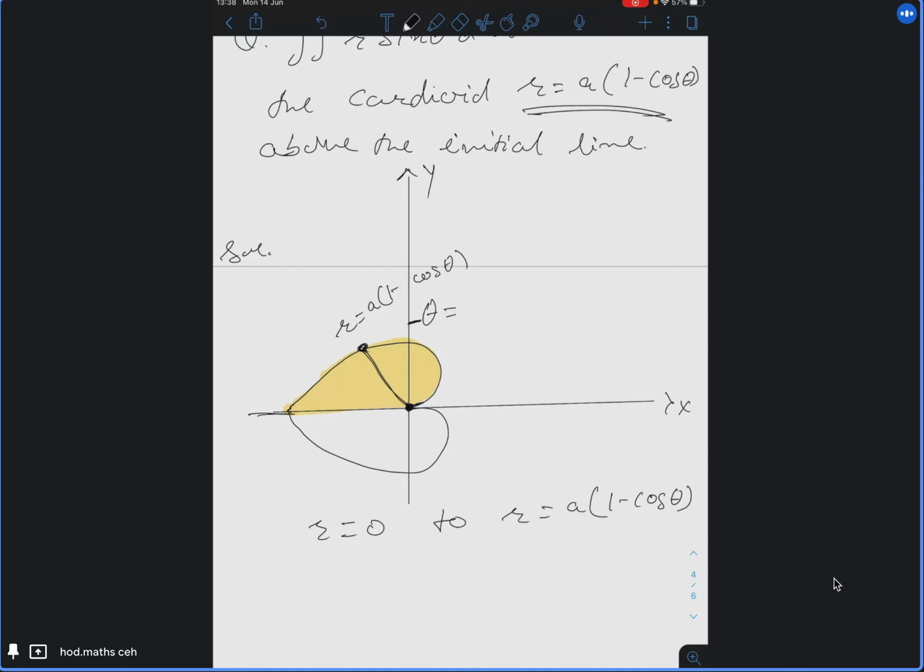Theta is how much for the y-axis? Pi by 2. That's correct. If I draw something like this, exactly y is equal to x, what will be theta then? Pi by 4.